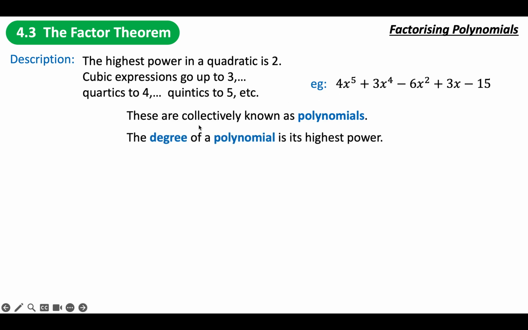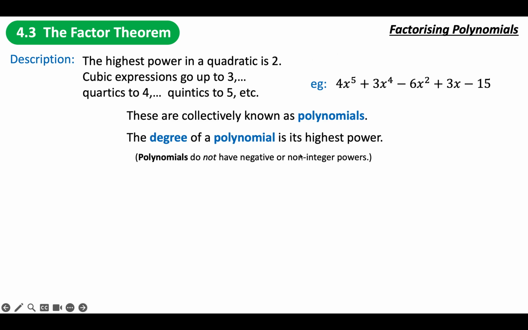And the degree of a polynomial is its highest power. So this is of degree 5. What's the degree of this polynomial? It's degree 5 because it's got x to the power of 5 in it, right? I don't generally call them quartics or quintics, but it's there if you want to use it.